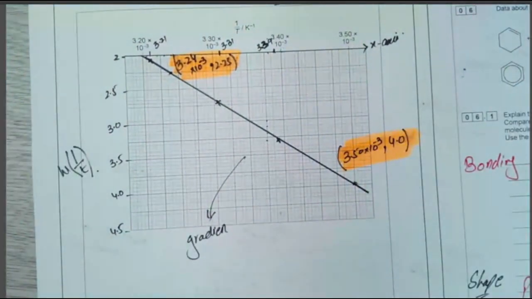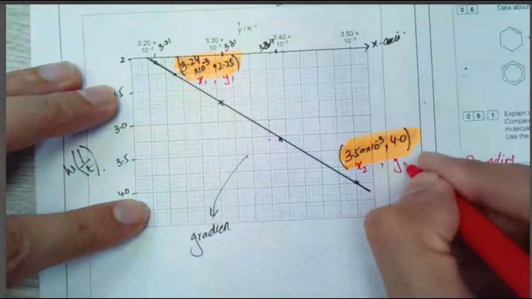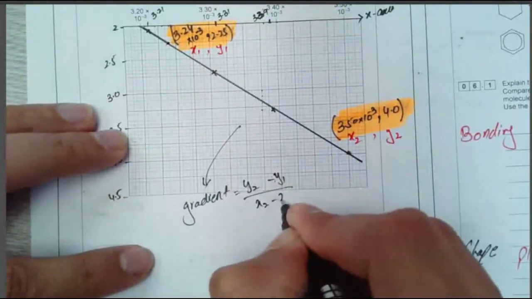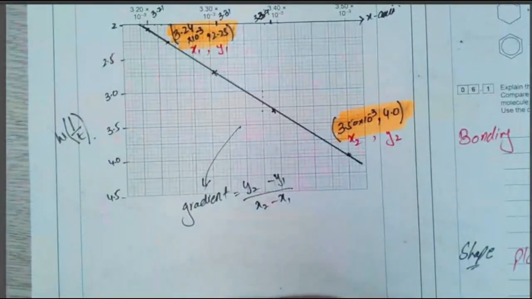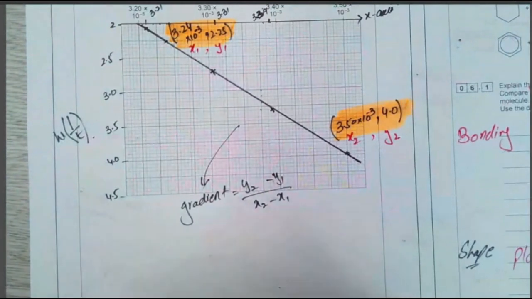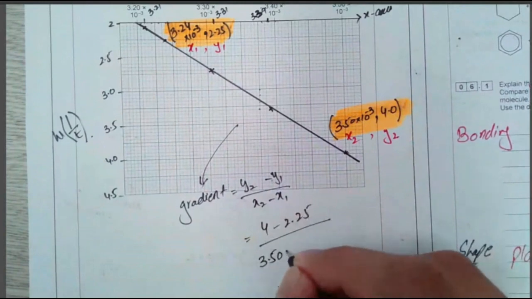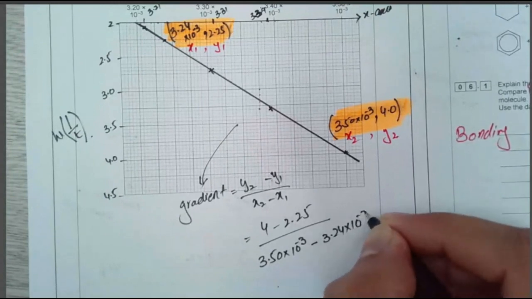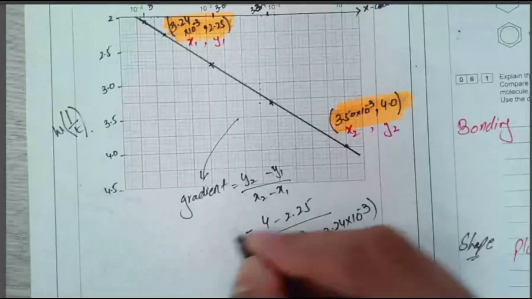What I now need to do is I say, this is my x1, this is my y1, this is my x2, and this is my y2. And I just do y2 take away y1 over x2 take away x1. You may convert this into a triangle and do height divided by base. That's fine as well. But I do this method, so I'll use this method. So I can say it would be 4 take away 2.25 over 3.50 times 10 to the power of minus 3 minus 3.24 times 10 to the power of minus 3. If you put this in your calculator, it'll give you the value. Now remember, what did I say on the previous page? Gradient is always minus EA over R.